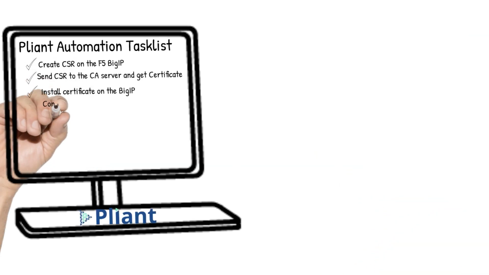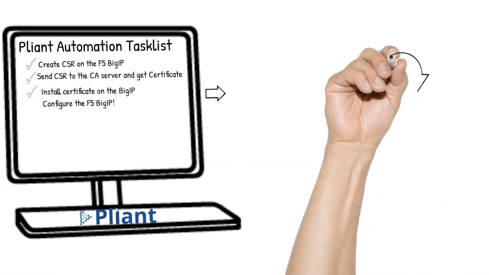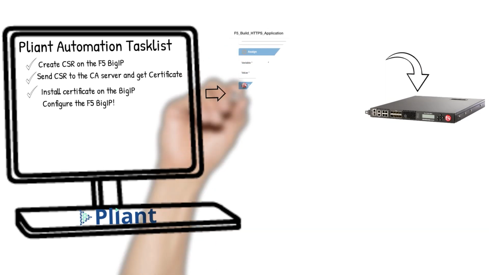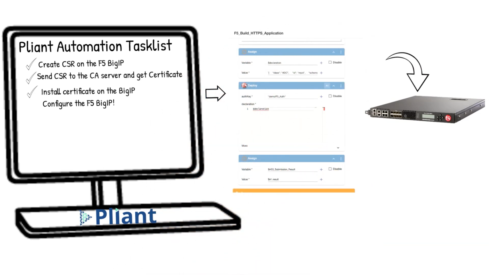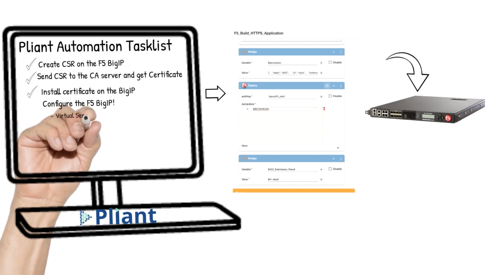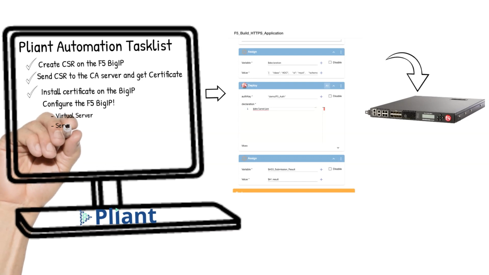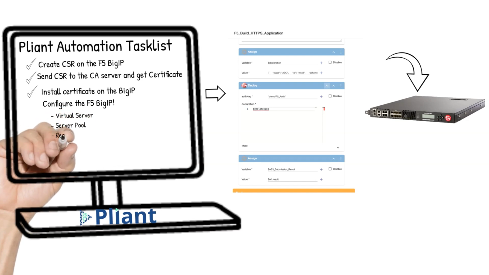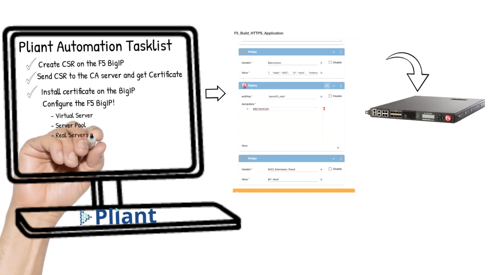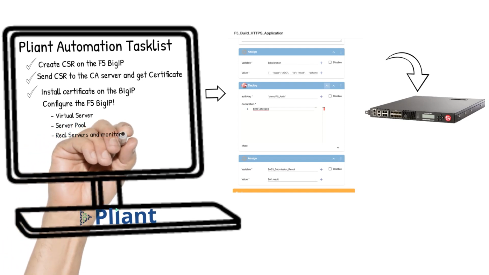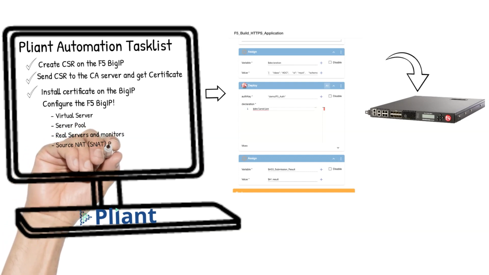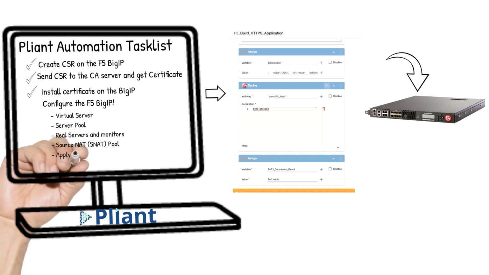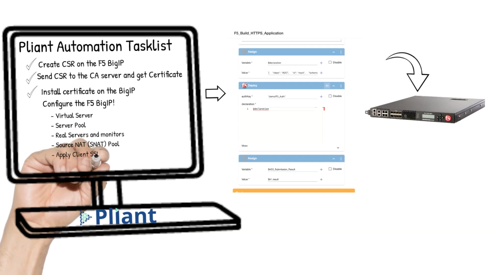Now we're ready to use the F5 declarative language AS3 to finish our configuration. Using a couple more action blocks, we'll generate the AS3 file, which will configure the following on the Big IP load balancer. We'll configure a virtual server, or VIP, and a server pool for the real servers. We'll configure the real servers. We'll create a source NAT pool, or SNAT, for inbound IP address translation. We'll apply the SSL client profile that we created and put on the box earlier.